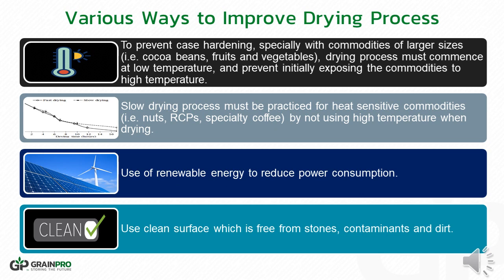Some agricultural products such as seeds, nuts, red chili peppers, and coffee require drying temperatures that are less than 45 degrees Celsius. Use renewable energy to reduce drying costs, such as solar energy, wind energy, and others. Equip the dryer with protective cover or parts that will prevent entry of contaminants, rodents, flies, insects, and stray animals.